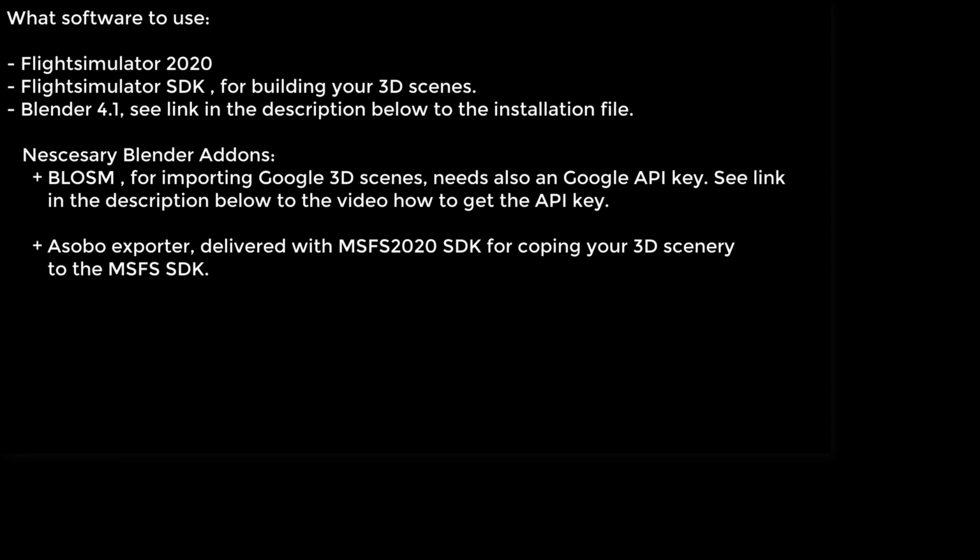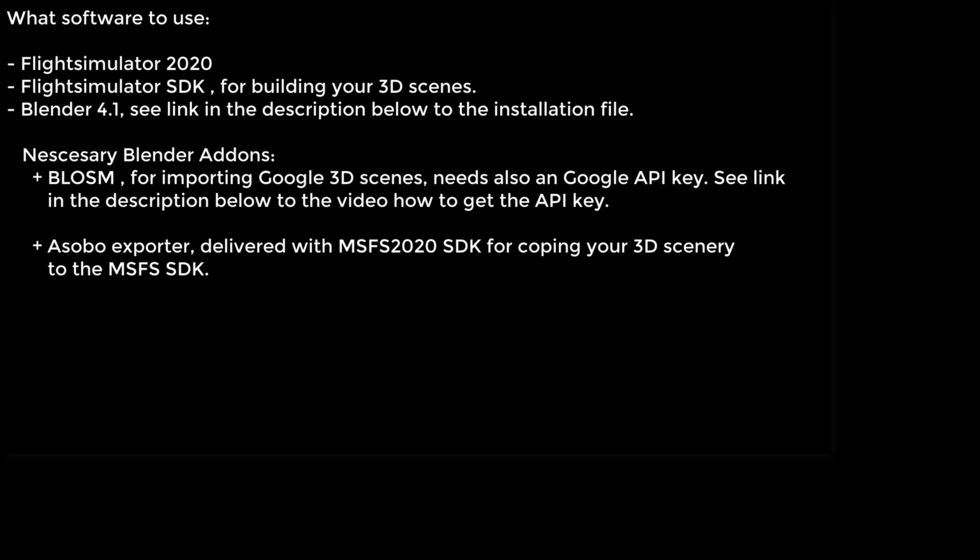The software I use for building my 3D scenes consists of the Flight Simulator 2020 and the Flight Simulator SDK for building your 3D scenes. This SDK is delivered with the Flight Simulator. How you can install it I will explain later on in this video. You need Blender 4.1 for importing your Google 3D scenes. See the link in the description below to the installation file.